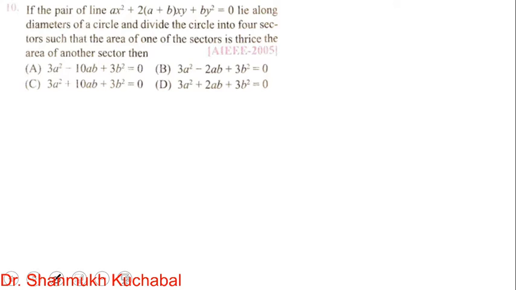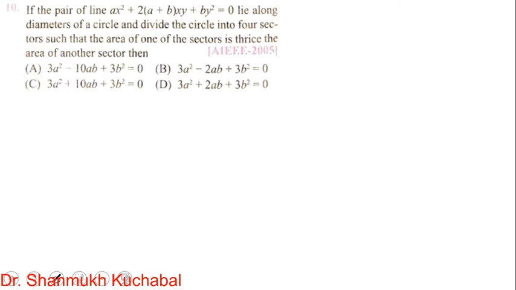Okay, we'll move to the next example. Example number 10. The question is, if the pair of lines ax square plus 2 times a plus b into xy plus by square equal to 0 lie along diameters of a circle and divide the circle into 4 sectors such that the area of each sector is thrice the area of another sector here. So all these things, we have to simplify.